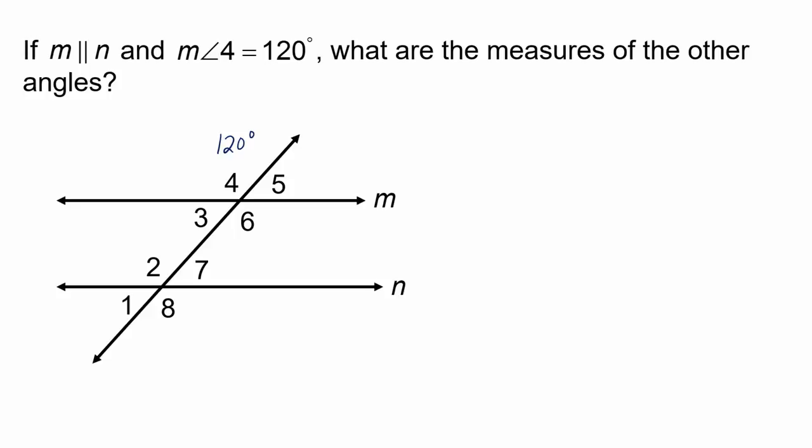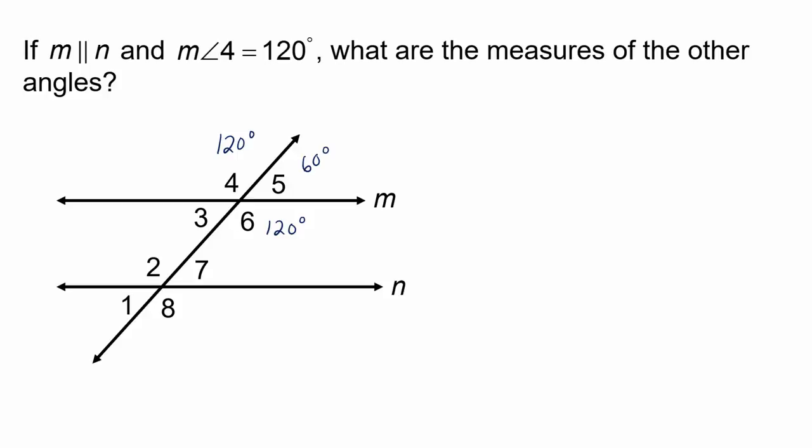Angle 4 and angle 6 are vertical angles. They would have the same measure, so we now know that angle 6 has a measure of 120 degrees. Angles 4 and 5 are supplementary. They must add up to give us 180 degrees. So angle 5 must be 60 degrees. 60 plus 120 gives us 180.